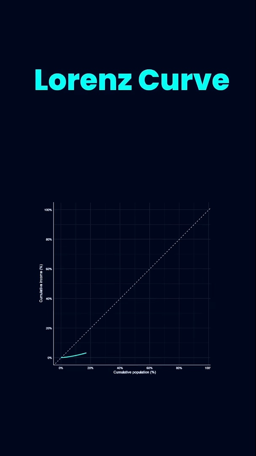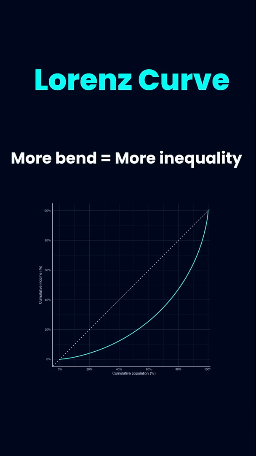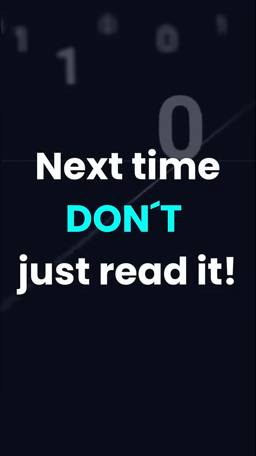That's why economists also look at Lorenz curves, simple graphs that show who earns how much. The farther the curve bends away from the diagonal line of equality, the greater the inequality. So next time you see a Gini number, don't just read it. Ask what kind of inequality it's really showing.